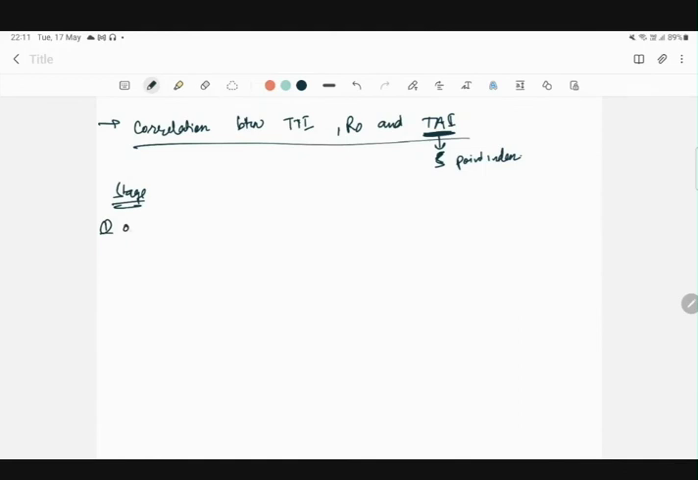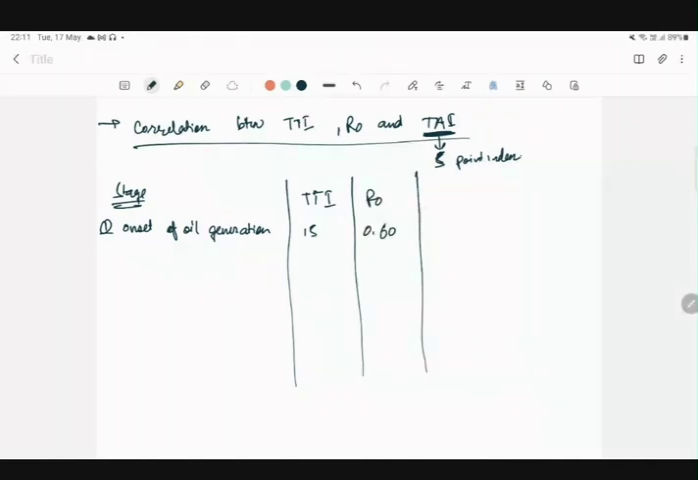First write down onset of oil generation. Onset of oil generation takes place at a TTI of 15 and R naught of 0.60. We already discussed R naught. For TAI, it is 2.6. And for LOM, we will discuss this later. What is LOM? Write down, draw this chart. LOM is level of organic metamorphism.